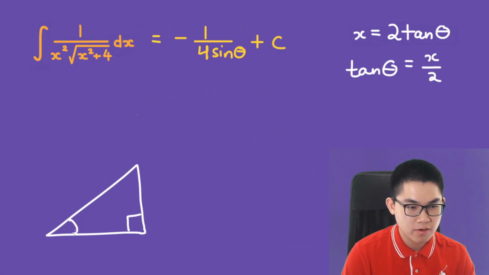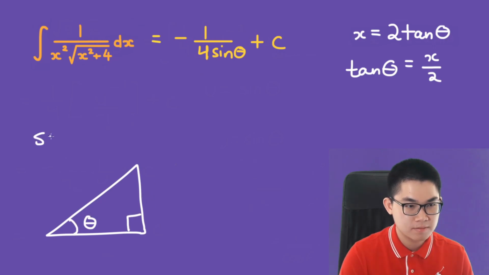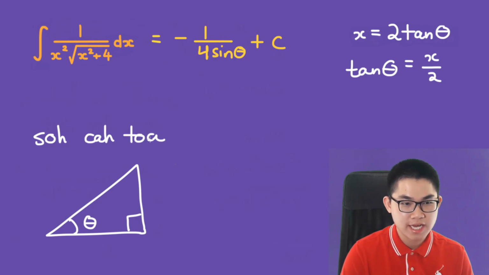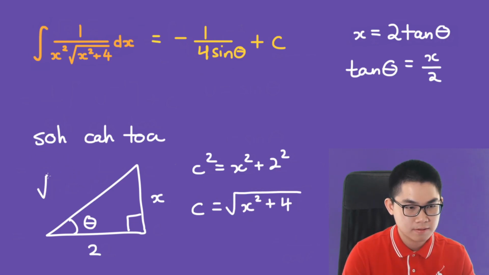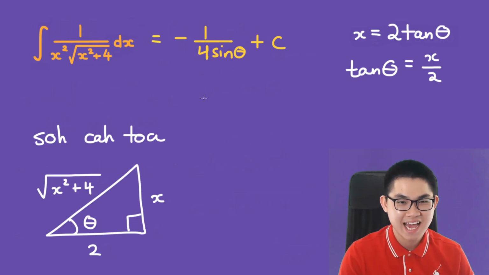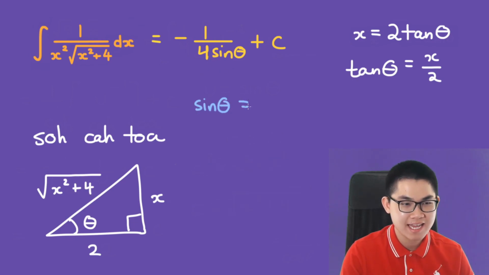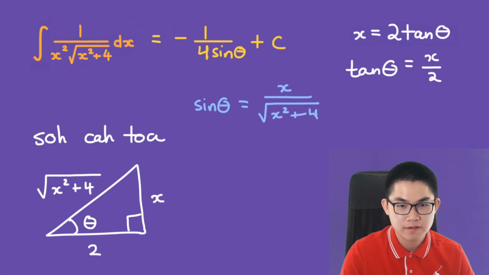We have a right triangle, and here is our opposite side. Then using SOHCAHTOA, tan is opposite over adjacent. So the opposite side is x. The adjacent side is 2. And we want to find the hypotenuse. So c squared is equal to x squared plus 2 squared. So c is the square root of x squared plus 4. What is sine going to be? Well, sine is the opposite over hypotenuse, and opposite is x. Hypotenuse is the square root of x squared plus 4.